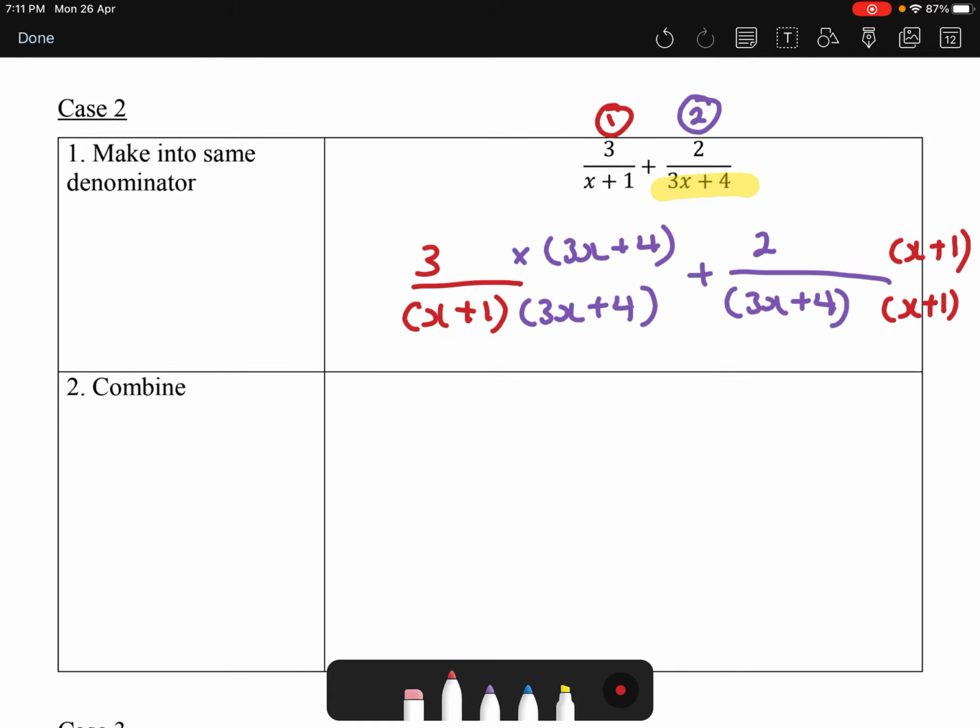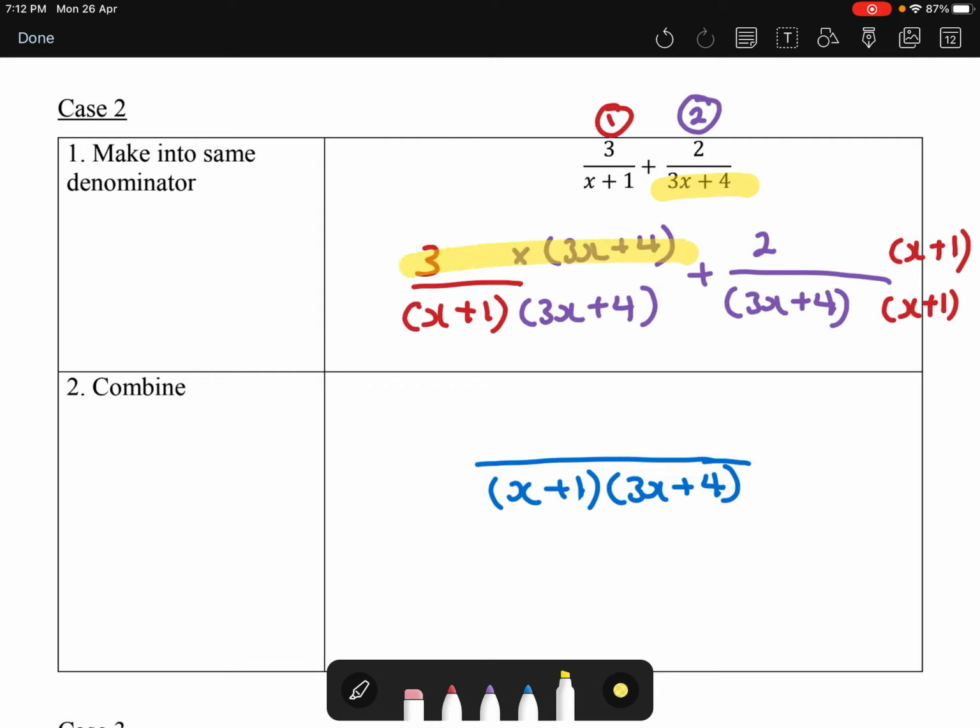So if you look, we have a common denominator. Now my denominator between the first and the second is x plus 1 multiplied by 3x plus 4. Let me just write down. Let's take a look at the top. For the first term, it is 3 multiplied by bracket 3x plus 4. So you simplify this first.